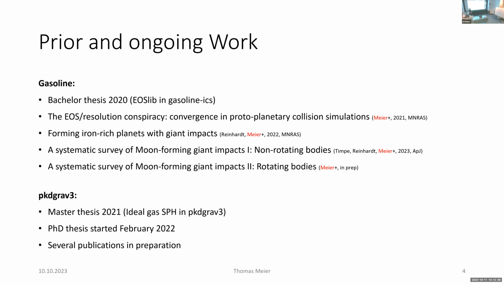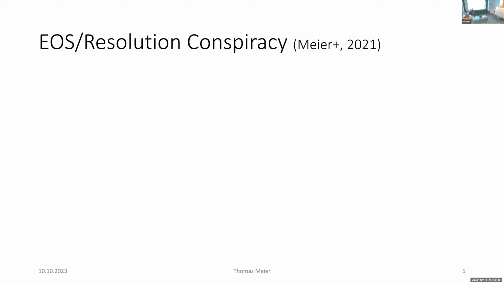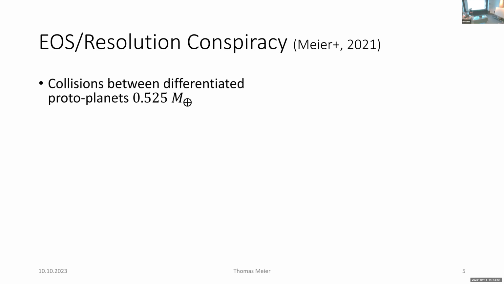And we have several publications in preparation, which I won't talk about because we'll see that at some point. So going back to Gasoline again. We were studying collisions between differentiated protoplanets with this weird mass of 0.5 to 5 Earth masses, which some people may know what it means. That was a preliminary study to do moon forming simulations, because two times this gives exactly the mass that you need for that. And we compared the effect of the equation of state in these kinds of simulations.